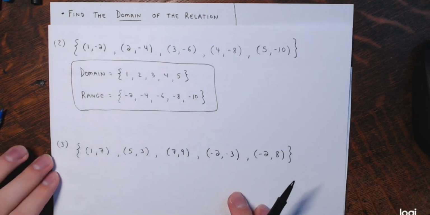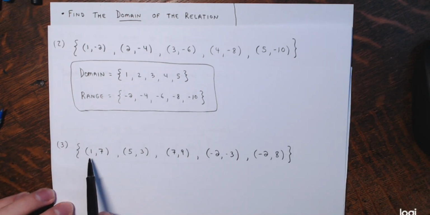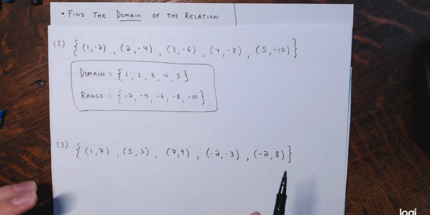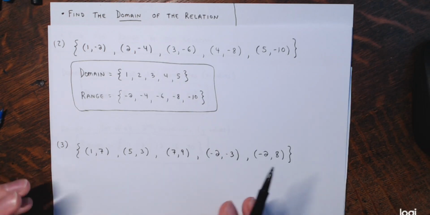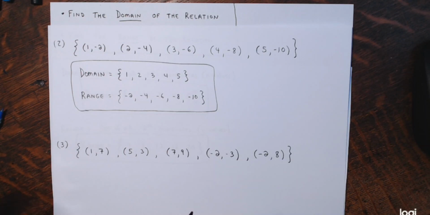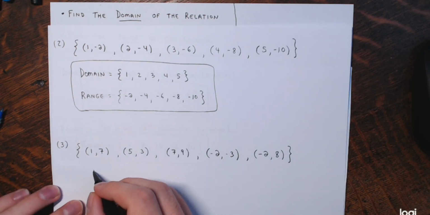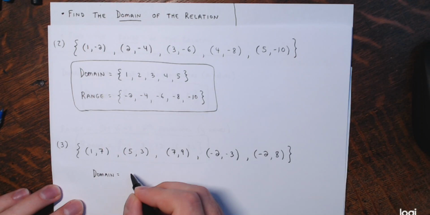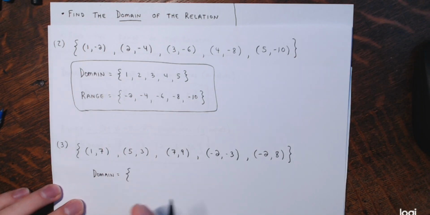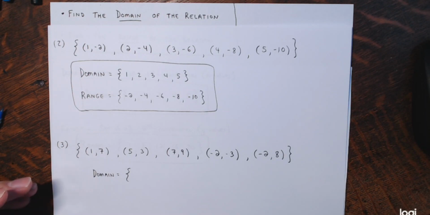Alright. Example 3. Another set of, again, 5 ordered pairs. Just be aware that not every relation has 5 ordered pairs. Alright. This time, in the domain, again, it's just a set with all the x coordinates, but don't repeat anything.